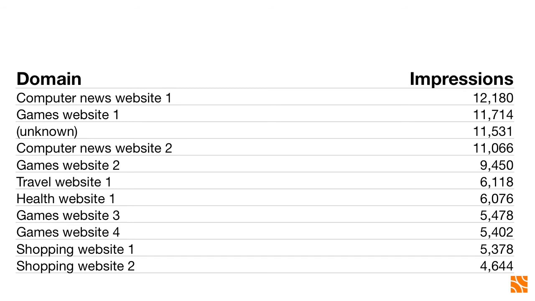But in the span of one day, they generated approximately 12,000 impressions on each of 2 different computer news websites, or 24,000 in total, and a bunch of others on games websites. There are actually quite a few more on this list, but it's an enormous volume of traffic coming out of this one data center. And thankfully, we were able to find it and turn it off.